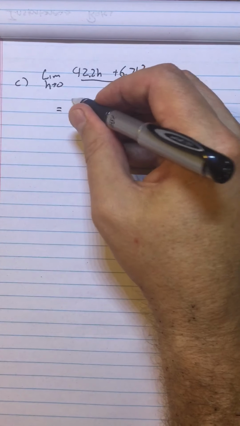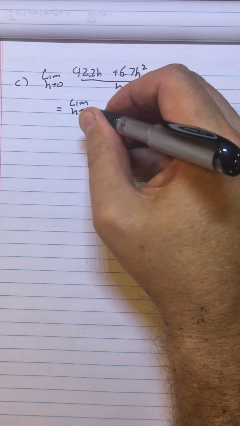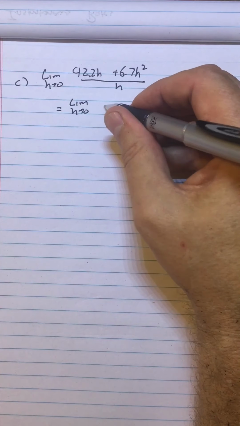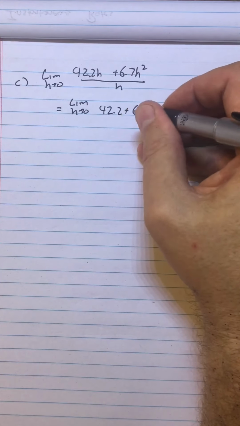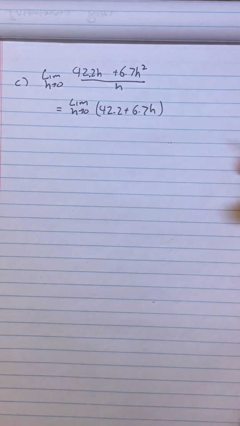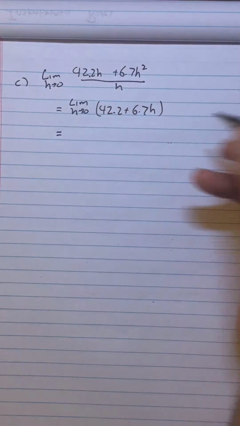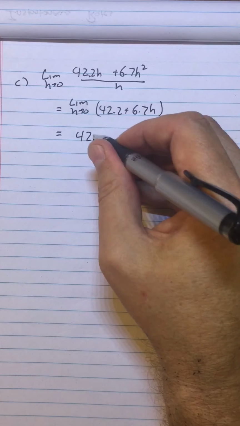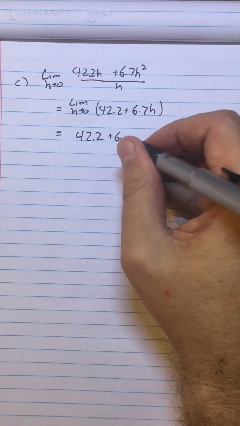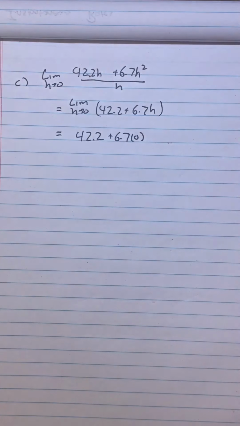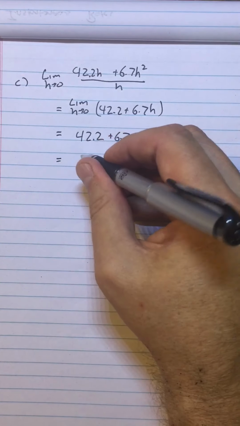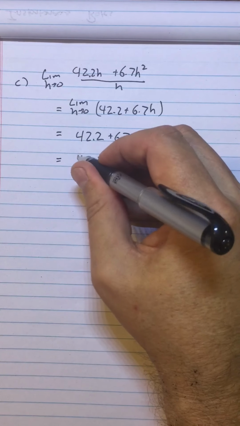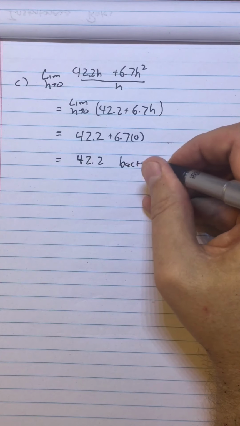Now, because it's a limit, I can reduce it as long as I carefully include the limit statement again. 42.2 plus 6.7h. Let's put that in parentheses to be nice, although some people wouldn't. And then we will evaluate by substitution. Since I'm evaluating by substituting the 0 for the h, it is no longer a limit, so I no longer write a limit statement. I will explicitly represent the substitution, however, and then I get 42.2. The units are bacteria per hour.